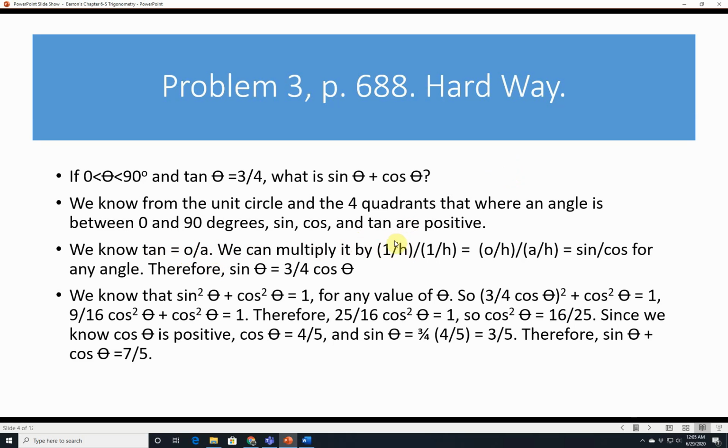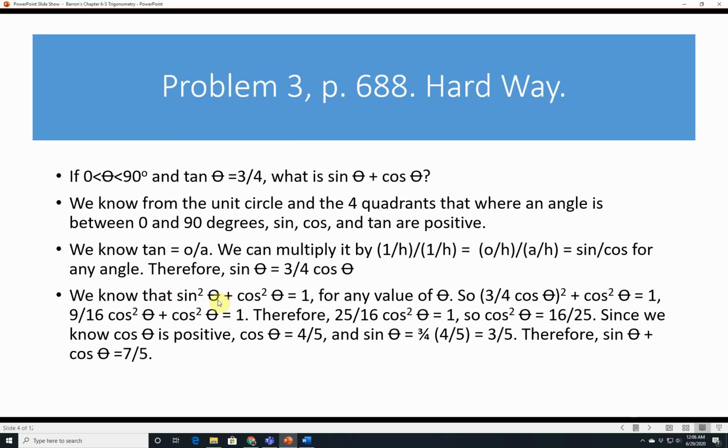Anyway, we know that tan is equal to O divided by A, that's the opposite over the adjacent. We can multiply that by 1 over H divided by 1 over H, so you get O over H and A over H, so that would be sine over cosine for any angle. So that's how we know that sine over cosine is equal to tangent, and therefore sine of theta is equal to 3/4 of the cosine of theta, because we can just multiply by cosine of theta, and then we get, sine over cosine is 3/4, so sine theta equals 3/4 cosine theta.